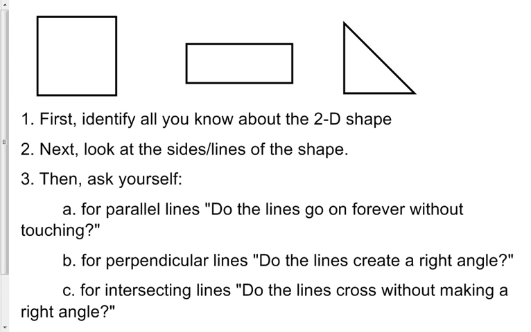So first we're going to start with the square. First we're going to do parallel lines. So the square has parallel lines on top and bottom. Again, each left and right side is parallel lines.